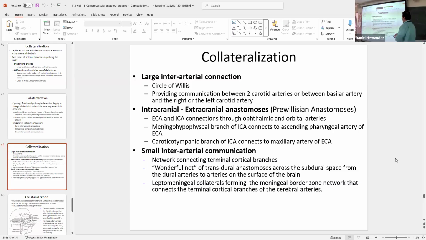And that's important because if those collateral pathways are open, you've got to take a step back and think about this. The ICA is blocked, we have stenosis. On that same side, branches of the ECA are now feeding into the ophthalmic artery, feeding into the ICA, supplying the brain. That's going to change what our ECA looks like. So you just have to be aware and cognizant of that.